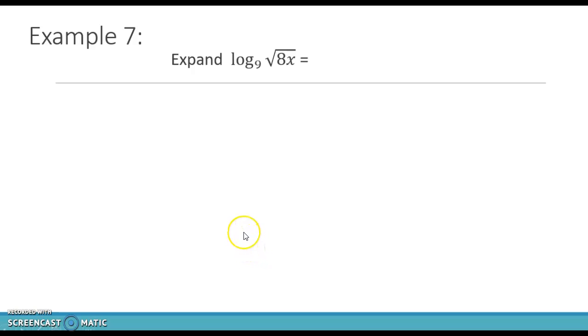Okay, so let's try this one. Expand this one. The first thing I'm going to do is put log base 9 of (8x), and I'm going to put that to the 1/2 power. Then I'm going to take my 1/2 and put it in front of the log.